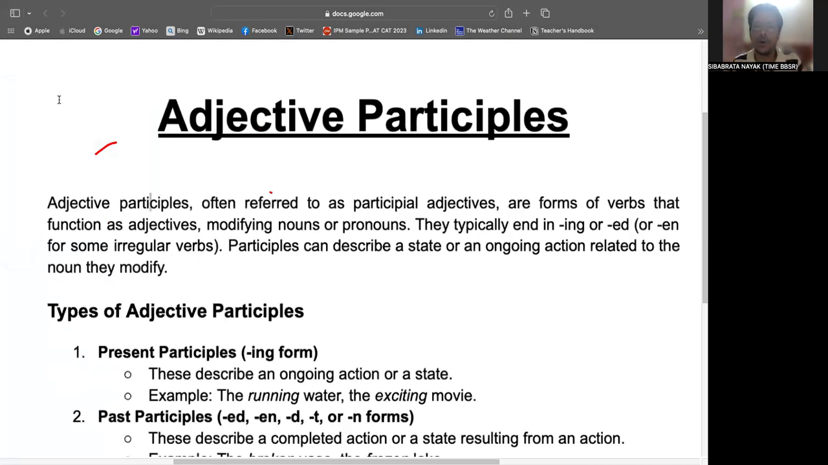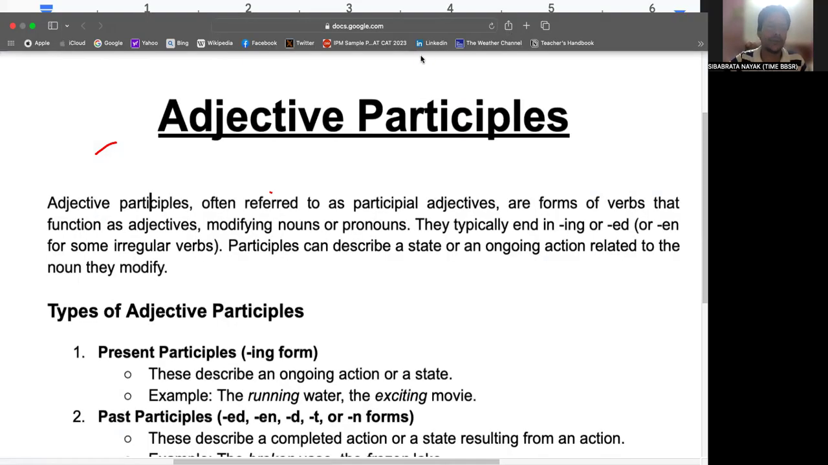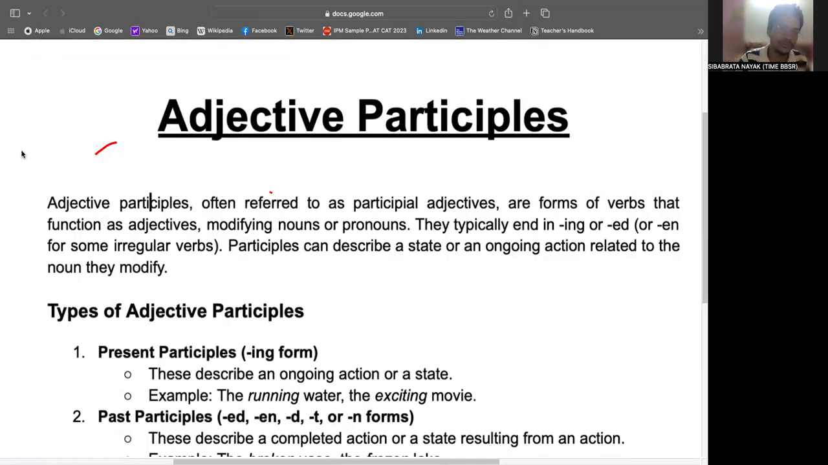Okay. So let's begin the session. What we can find out here is the adjective participle, or adjective participles, right? Now, what are adjective participles? Sir, they are part of the non-finite. Yeah, they are part of the non-finite verbs.